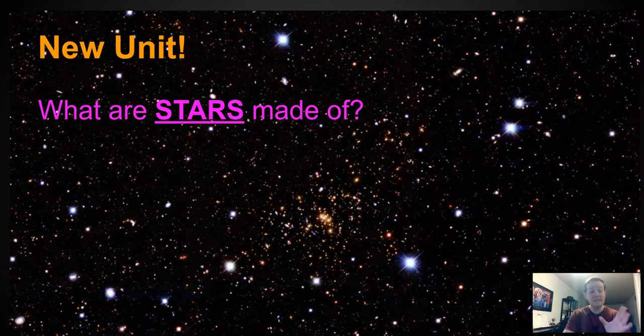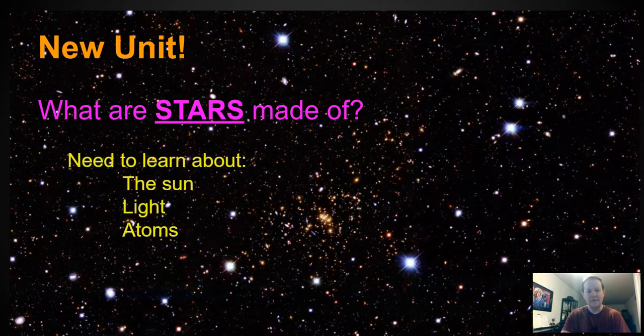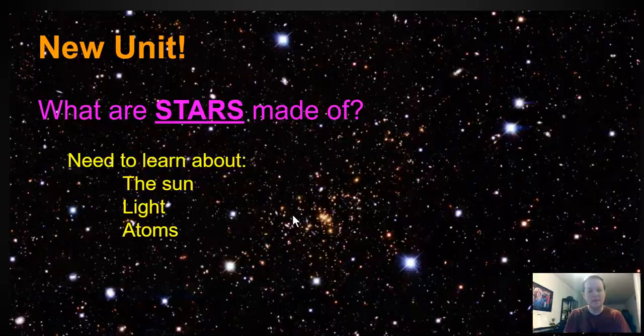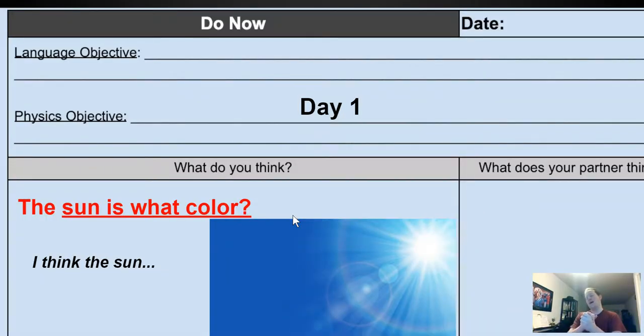Interesting. Okay, this is going to take us some time to understand the physics behind what stars are made of. Now, in order to learn what stars are made of, we're going to look at our sun a little bit. We need to understand light to know what stars are made of. And we actually have to do a little bit of remembering about atoms. Okay, here we go, physics students.